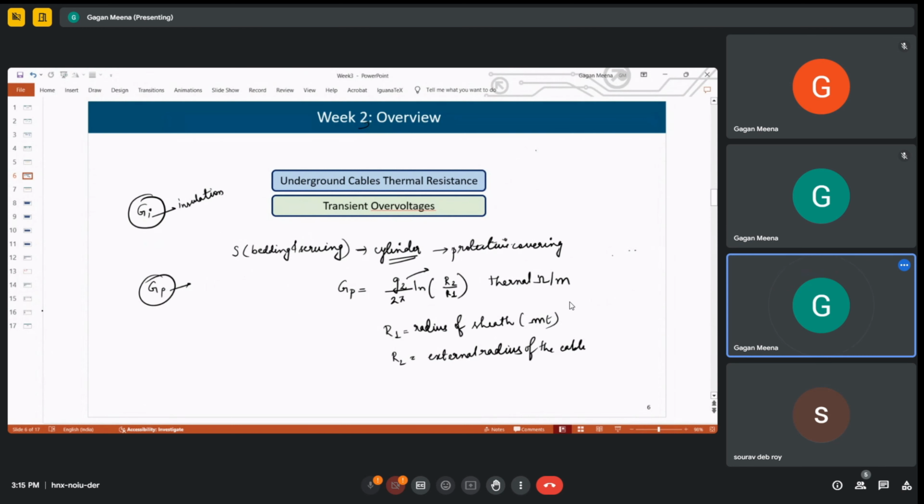Here for the insulation it was ln R by r, where r was the internal radius and R was r plus the thickness of the insulation. Okay.